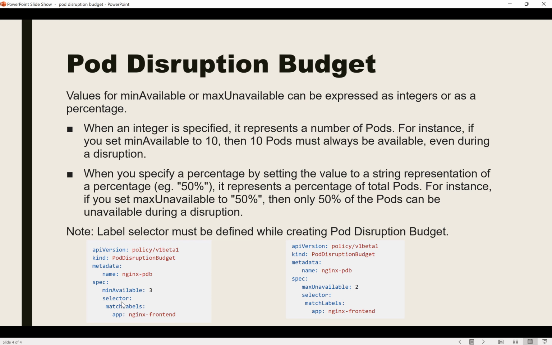For the selector, we have to match the labels of the pod. In this case, it's app and Nginx frontend. So once the pod disruption budget is defined and the label is correctly selected, then the kube scheduler will take care of all the voluntary disruptions. Let's check this in a demo.